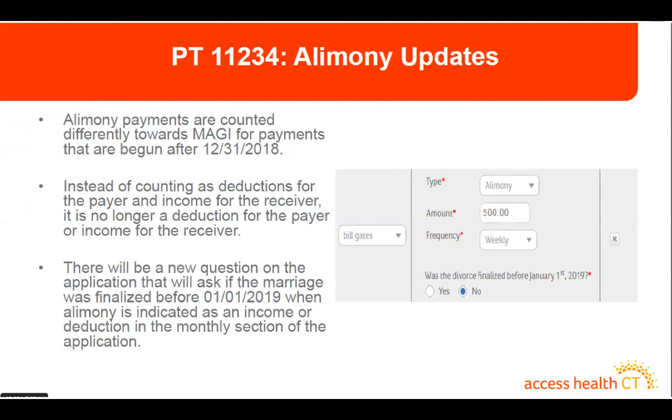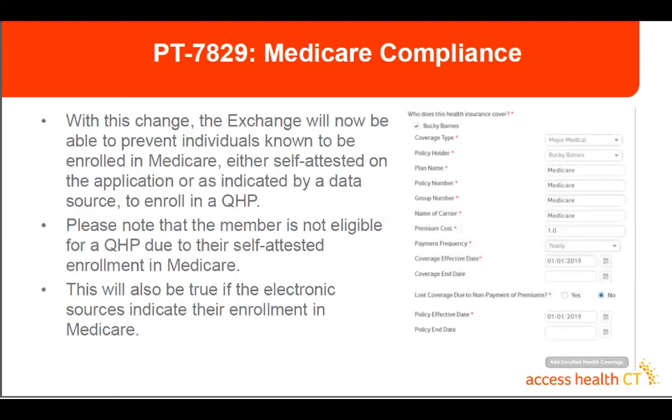If you have a client who has maybe a complicated divorce with amendments and so forth, and they're really not sure about the timing of events or something like that, you might want to advise them to double check with their attorney or whatever, so that they can answer this question that's been added to the HICS application, which is, was the divorce finalized before January 1st, 2019? They have to answer yes or no, because that is going to prompt whether or not alimony is included in income or as a deduction, as the case may be.